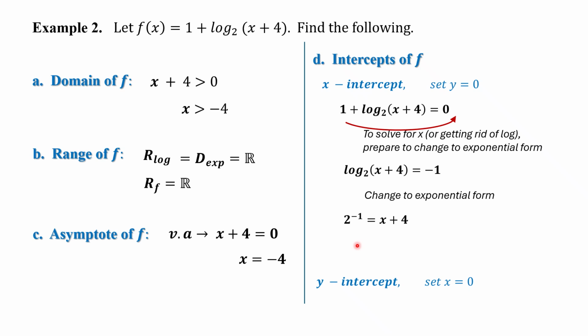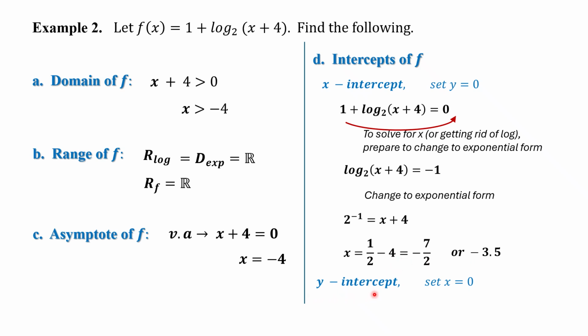So we will get 2 to the minus 1 is equal to x plus 4. From this, we can now solve for x by moving 4 to the other side. So x will be equal to 2 to the negative 1, which is 1 half. Then moving 4 to the left side, we have 1 half minus 4, which is equal to negative 7 halves, or negative 3.5. I just changed this to decimal because we need to plot this x-intercept later.